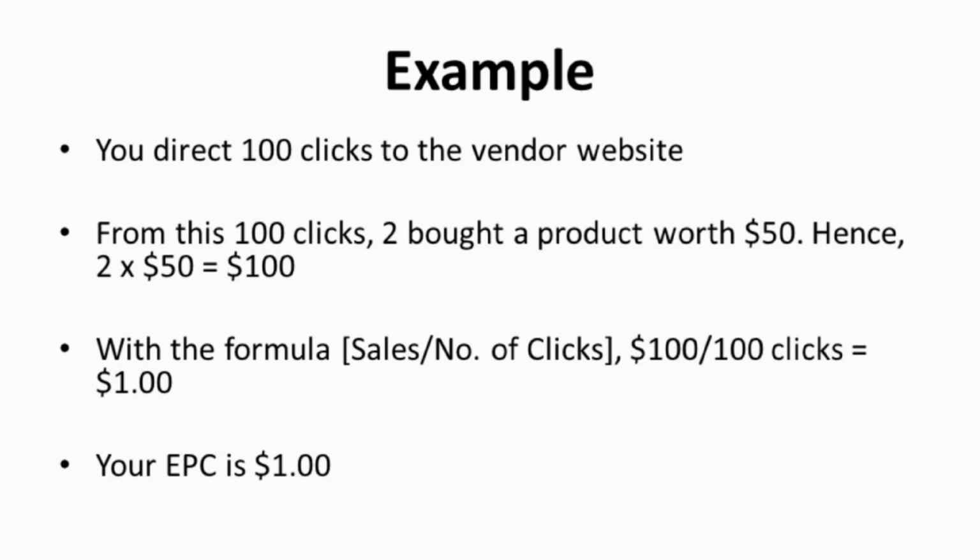Picture this scenario. Let's say you're able to direct 100 clicks to the vendor website through your affiliate link that you provide. And from these 100 clicks, 2 of them made purchases of a product worth $50. So $50 times 2 equals $100. Well, that's your sales, the money that you've made. Now, use the formula to find EPC, which is sales divided by the number of clicks. And what you make from sales here is $100 divided by the number of clicks, which here is 100 clicks. So the answer would be the EPC, and in this case, the EPC is $1.